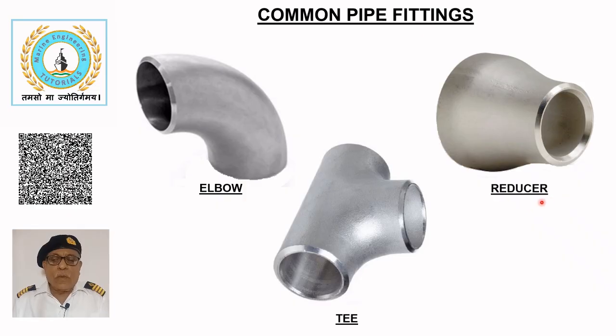Reducer. A reducer is used to change the pipe diameter from larger to smaller or vice versa in order to manage flow velocity and pressure. It provides a smooth transition from a main pipe to a branch pipe. Concentric reducers are commonly used on ships and are tapered symmetrically as shown in the sketch.